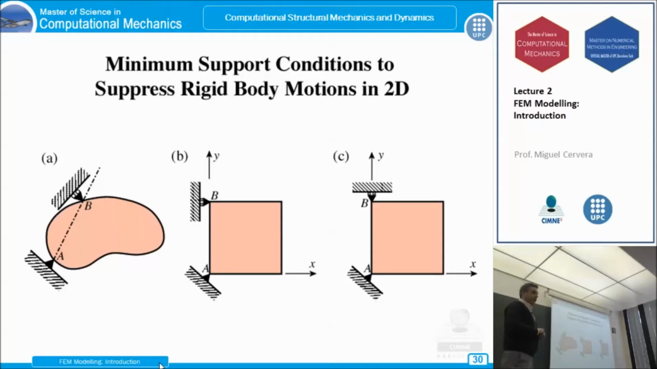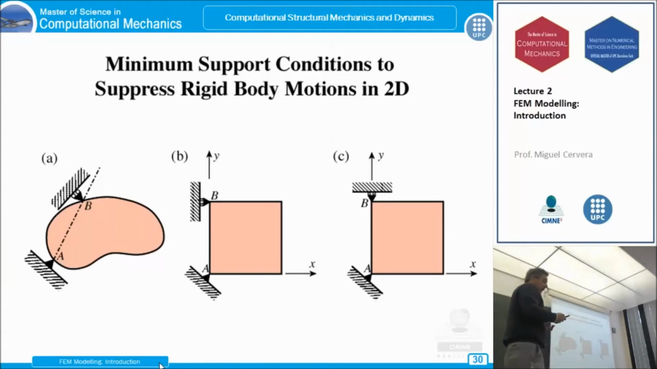In the previous example, we said, well, to stop the structure from flying in the air, we have to fix it somewhere. So we have to put essential boundary conditions. How many? Enough to prevent it from flying in the air. Now, in 2D, a solid has 3 rigid body motions, 2 translations and 1 rotation. So the minimum support conditions must be able to suppress these 2 translations and the rotation. This will do, and this will not do, because rotation is not prevented.